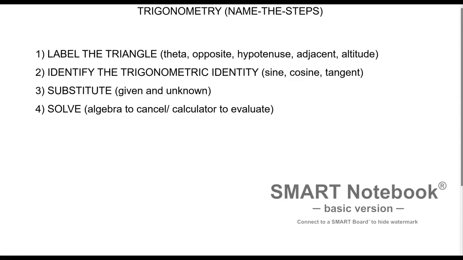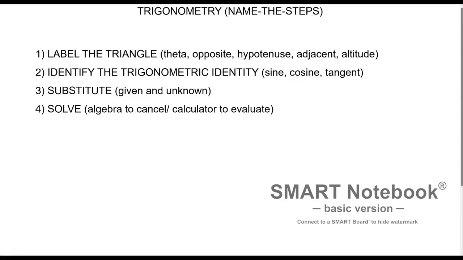Number one, you label the triangle. Okay, don't forget that your theta first, opposite right away, hypotenuse, adjacent, and with some of these advanced problems, altitude. Okay. Number two, you identify the trigonometric identity. Right after you've kind of gathered everything, you're like, okay, sine, cosine, or tangent.